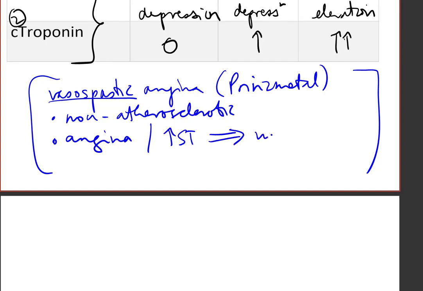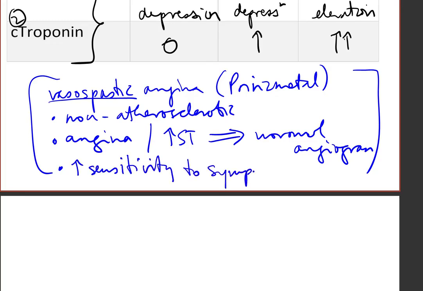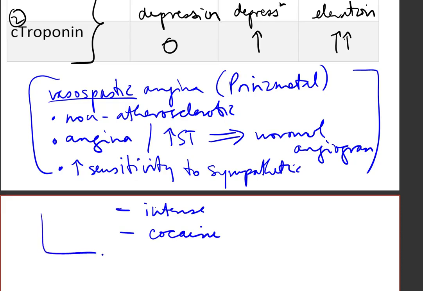it has a normal coronary angiogram. This is thought to be an increased sensitivity to the sympathetic system, and that's why it's associated with such triggers as intense emotion and drugs such as cocaine. But in general, you're going to have a patient come in with chest pain unrelated to rest and exercise. You're going to work that up as acute coronary syndrome. When troponins are negative and the EKG resolves and you eventually go to angiogram and it's negative, then you can start thinking about your vasospastic or Prinzmetal's non-atherosclerotic angina.